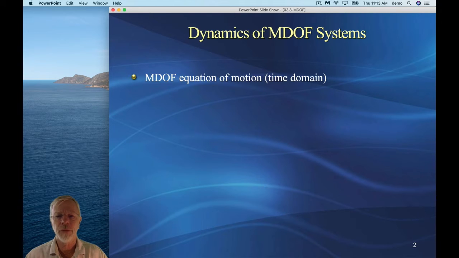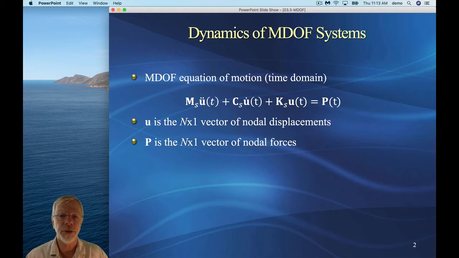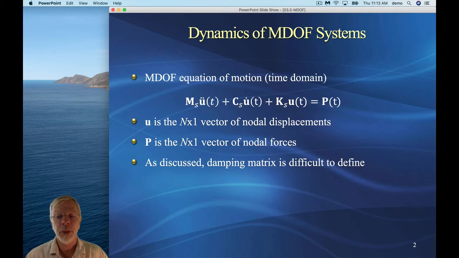So let's look at the equation of motion in the time domain. It's given here, and you might notice that I've added the damping, linear viscous damping, in this equation. But other than that, we saw this in the previous slides. U is the n×1 vector of nodal displacements, which is time dependent. P is the n×1 vector of nodal forces, also time dependent. Ms and Ks are the mass and stiffness matrices, which we looked at in the previous video. And as discussed, the damping matrix is difficult to define, and we're going to cover that in a little bit.